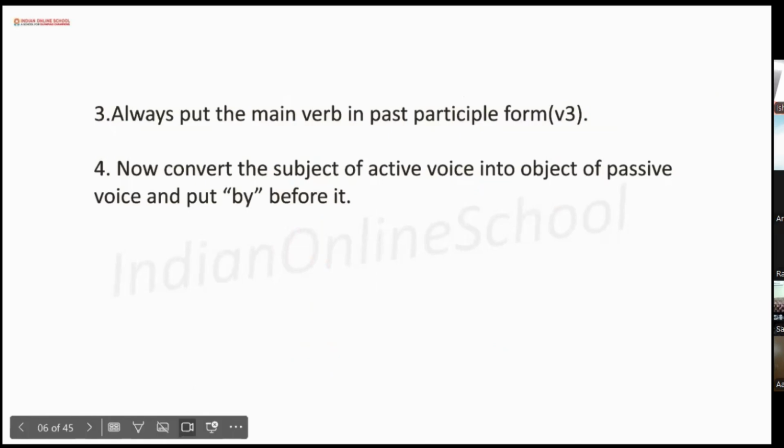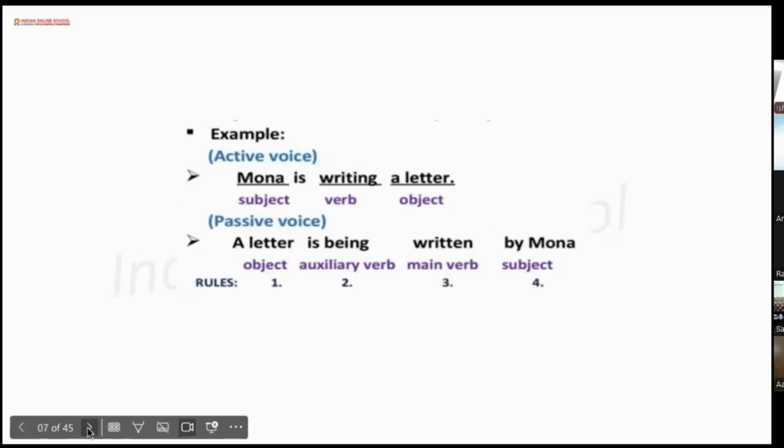Now convert the subject of the active voice into the object of the passive voice and put "by". So in the passive voice, we always use "by". Okay. Look at the examples.